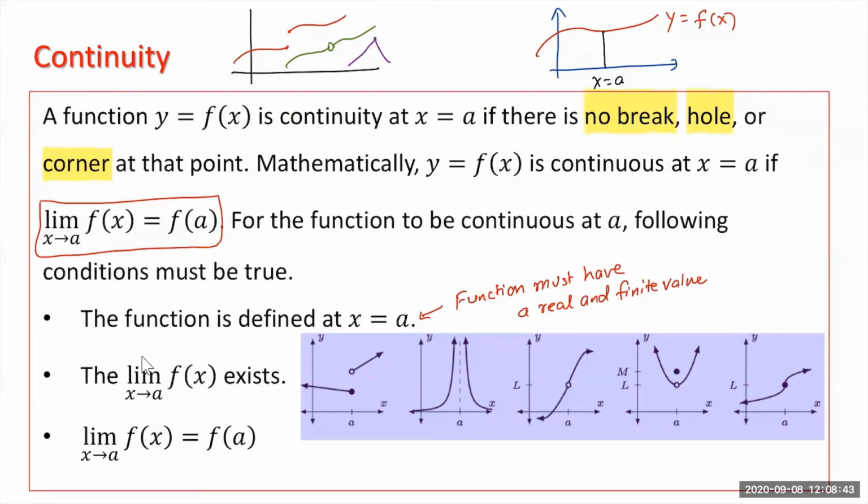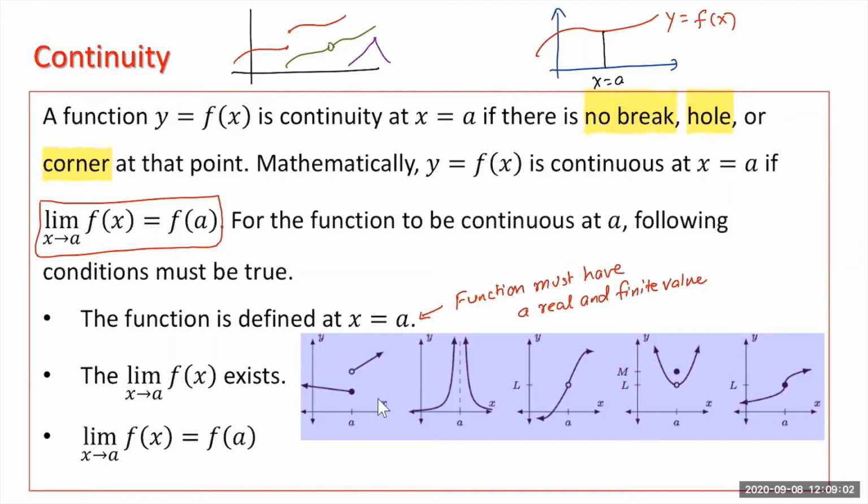Next one is the limit of the function must exist. You must be able to find the limit of the function. And the third and very important condition is the limit of the function must be equal to the value of the function. Limit at a must be equal to the value of the function at a.